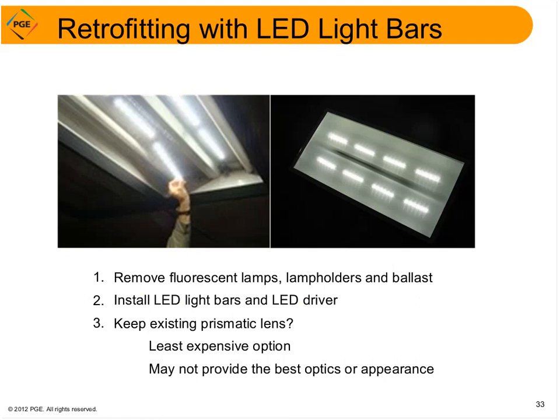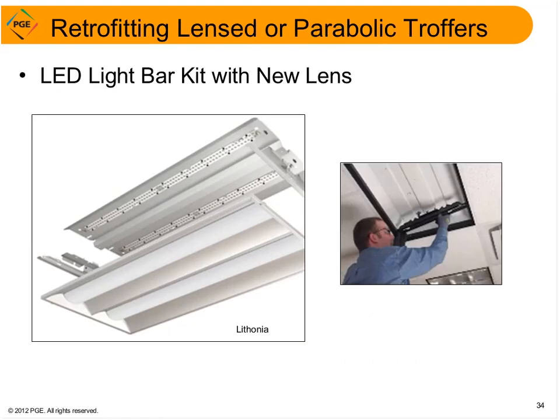A much better approach than LED T8s is using LED light bars. These attach directly to the metal fixture housing. That provides a natural heat sink. So the existing fluorescent lamps are removed along with the ballast. Actually, with the light bars, you're going to take out the ballast and replace it with an LED driver. And maybe keep the prismatic lens. As you can see here on the right, maybe you don't want this kind of fixture appearance. And you can install these light bars in parabolics as well. So a much better approach when using light bars is to use a kit.